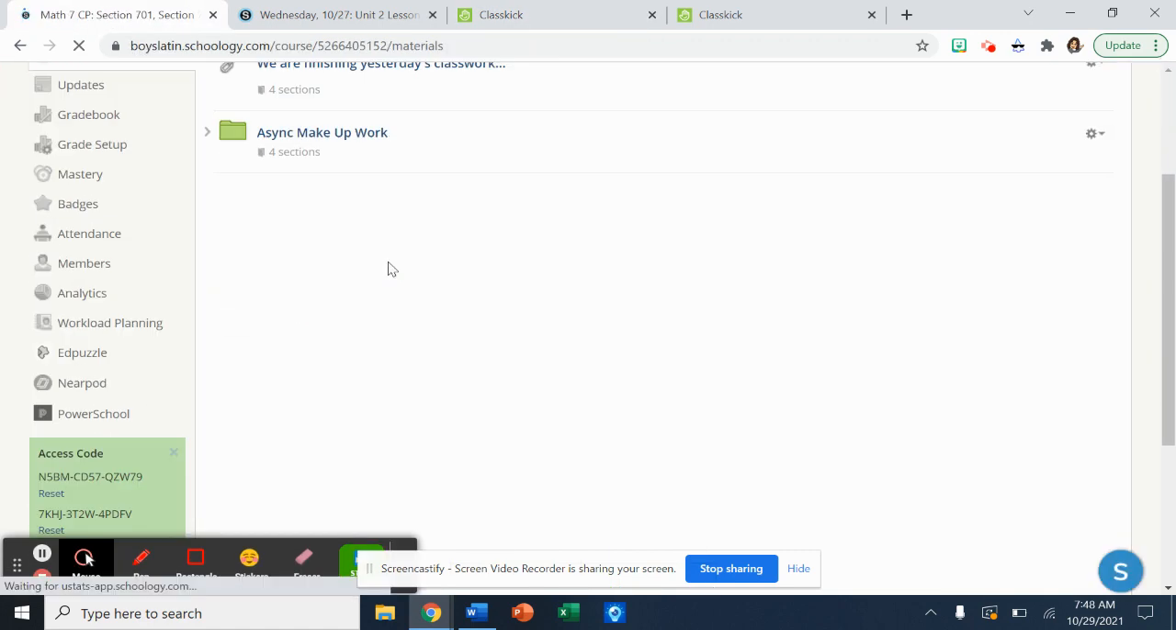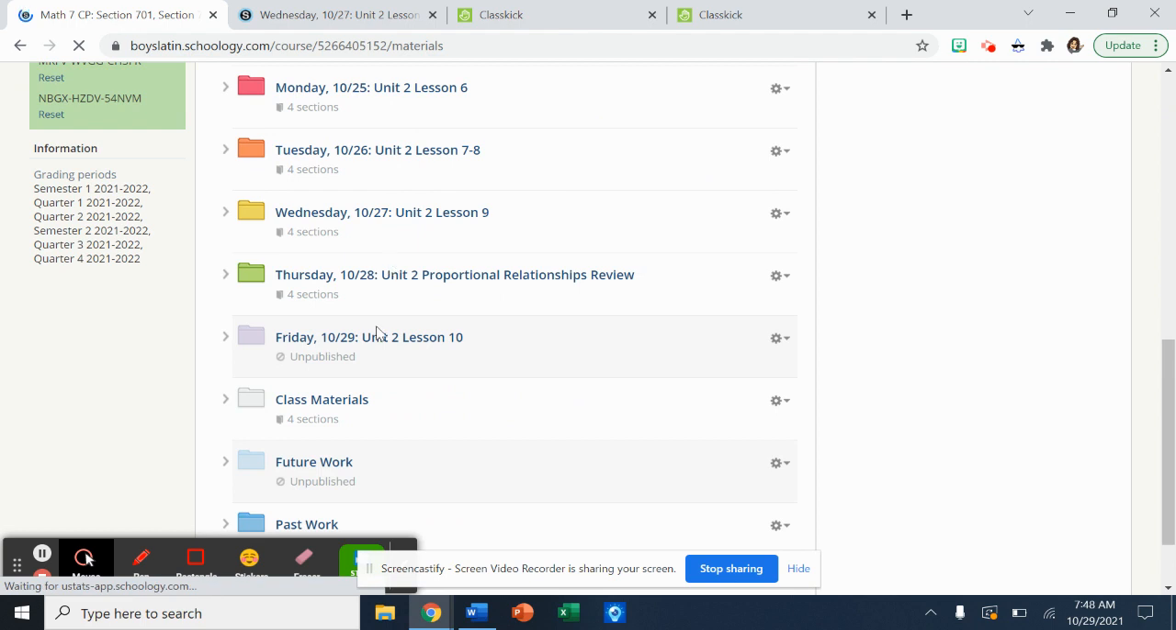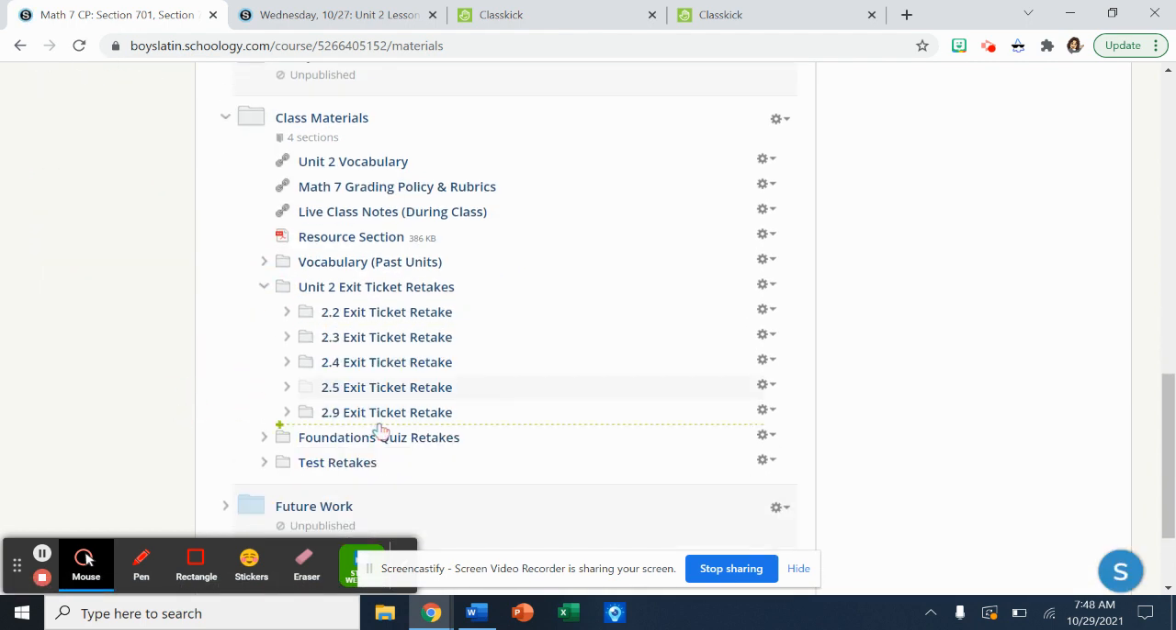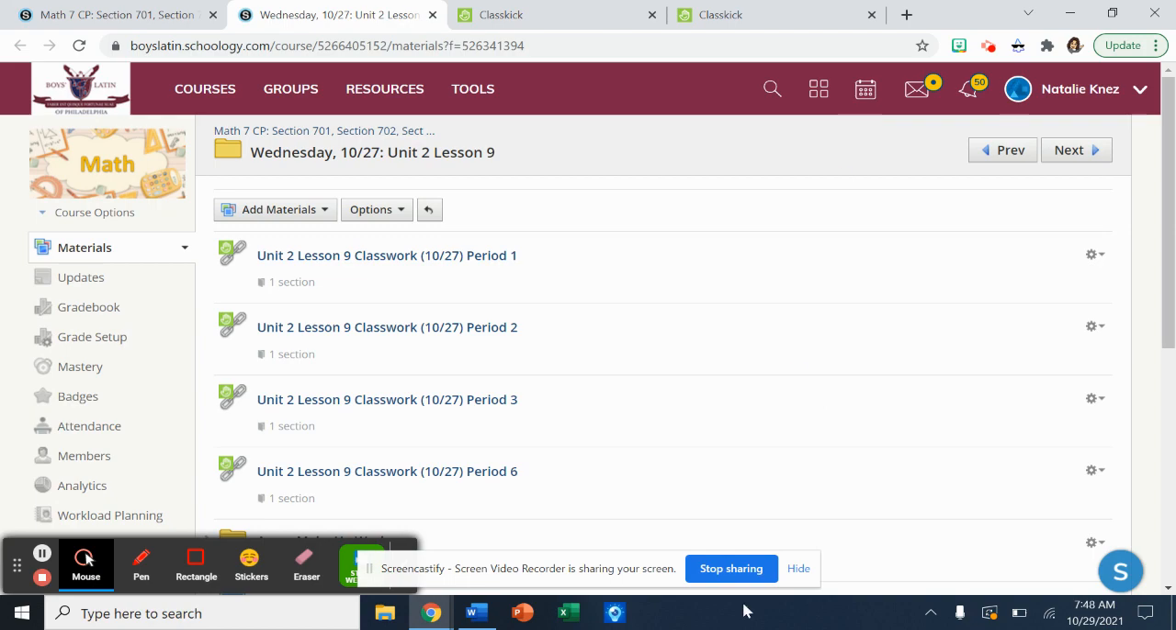If you would like to retake the exit ticket, you can find the exit ticket retakes under class materials, Unit 2 exit ticket retakes, and you'll see 2.9 exit ticket here. Remember, if you have any questions, please reach out to me so that I can help you.